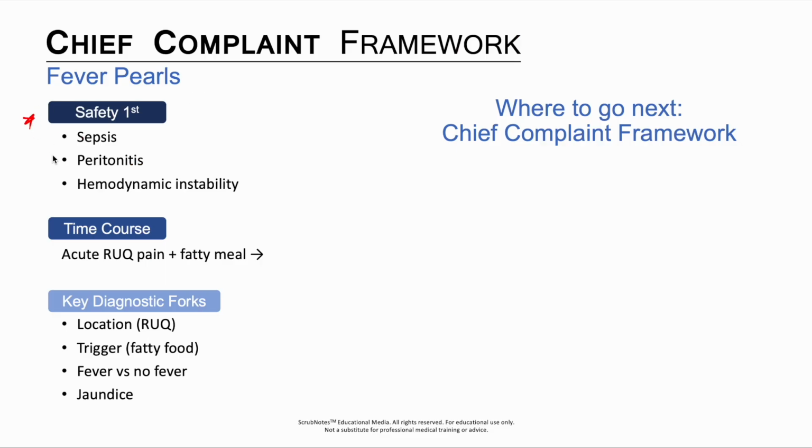If you take one thing away from today's video, it's that abdominal pain isn't about memorizing a long list. It's about checking for red flags and then asking targeted first questions, such as where is the pain and what pattern does it fit? So for our case today, we had the pattern of acute right upper quadrant pain after a fatty meal, pretty classic for gallbladder issues.